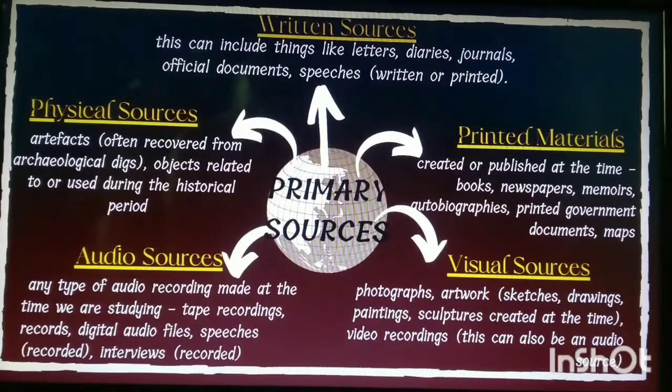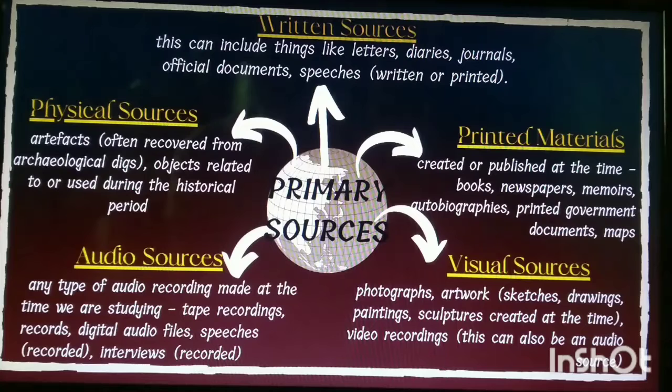The third one is visual sources. This includes photographs, artwork such as drawings, paintings, sculptures created at that time. Fourth one is audio sources. Any type of audio recording made at that time to study that event is known as audio sources, such as tape recordings, digital audio files, interviews, or speeches.